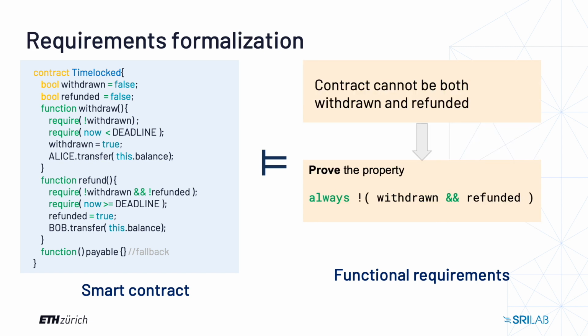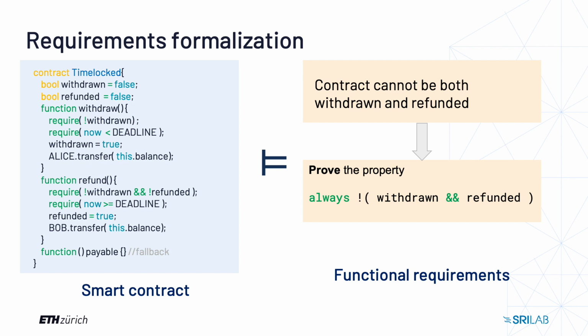First, to verify the specification, we need to formalize the requirements. We need to take high-level requirements written in natural language and come up with a formula that will precisely tell us which states of the contract are valid and which are not. So for the property, the contract cannot be both withdrawn and refunded, we can come up with the formula always not (withdrawn and refunded), where withdrawn and refunded are the fields of the contract.